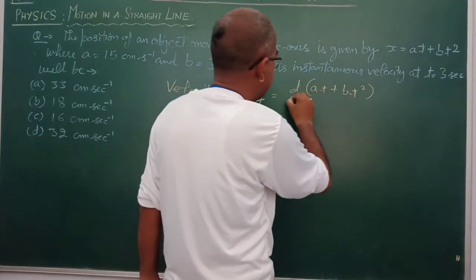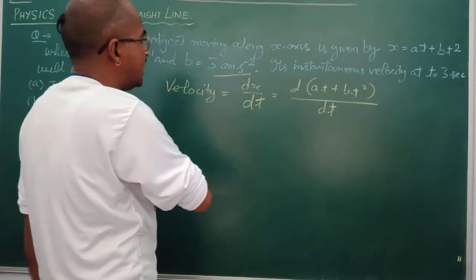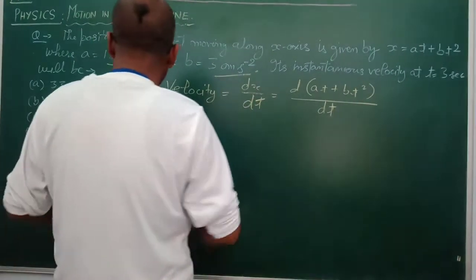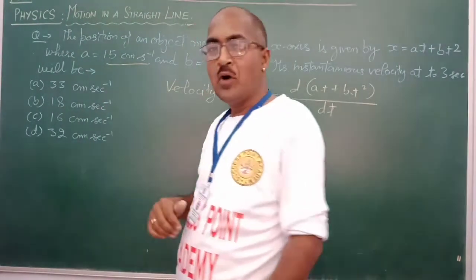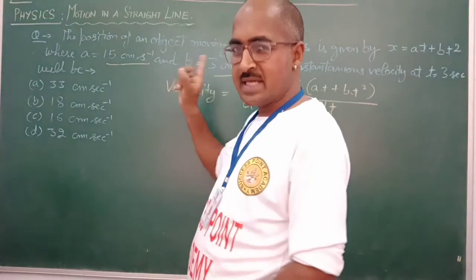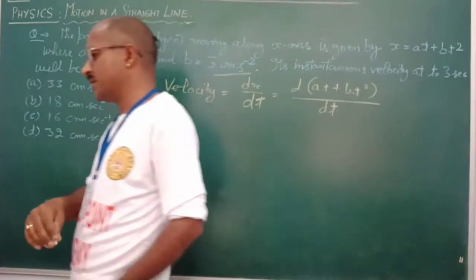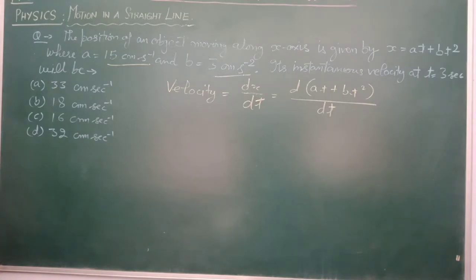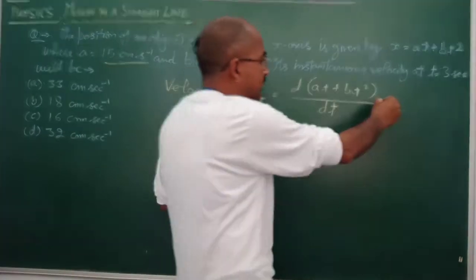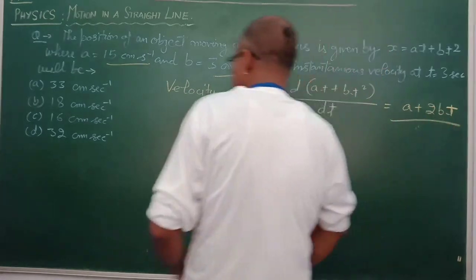A और b में difference देखिए. Both units are different. This is centimeter per second and this is centimeter per second square. Means both the units are different, so parameters will be different. So how to do now? We have applied the formula. What will be there? It will be a plus 2bt. देखिए करके, शाबाश.